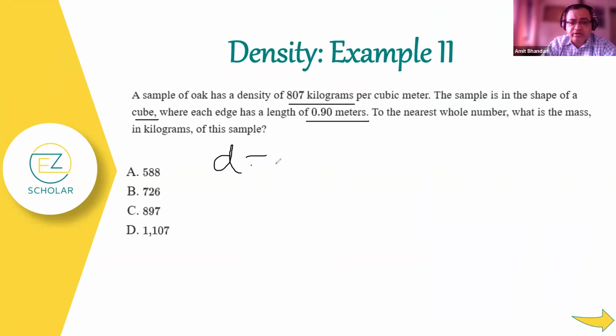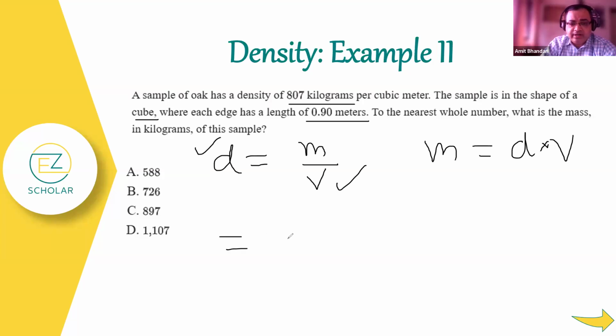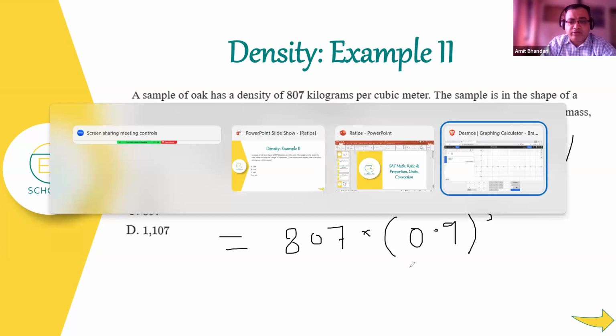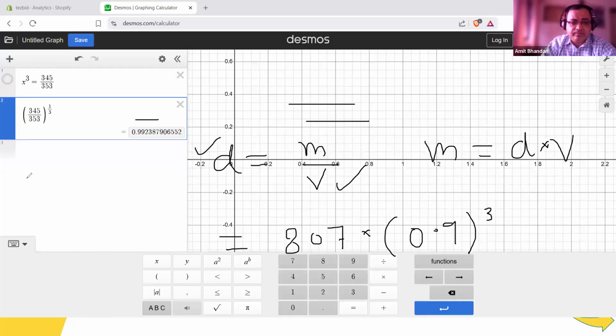So in the last question, we had density is equal to mass divided by volume. In this question, we have the density and we have the volume. We need to find the mass, which will be equal to density times volume. So let's see. The density in this case is 807. And the volume is 0.9 raised to the power of 3. We will need to use a calculator for this one. Let's try this out.